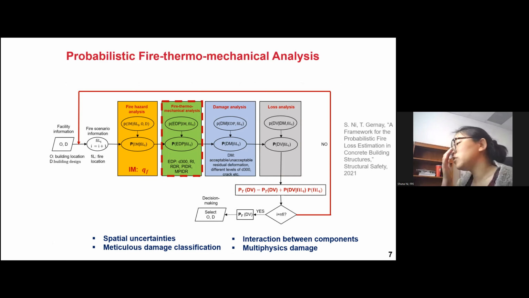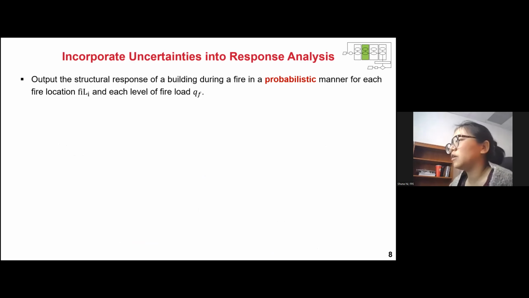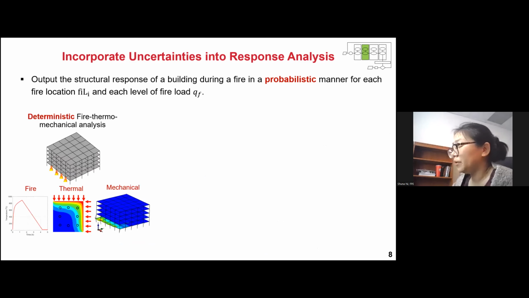In the fire thermomechanical analysis, we developed a lot of methodology to simulate the building's structural response under the fire. This is usually the majority part of structural engineering, analyzing how a building responds under the fire. In the traditional method, when analyzing a building's response under fire, we define the fire load, analyze how the fire develops, and then those fire loads are input to the heat transfer analysis to determine the temperature distribution in a structural component, and then we analyze the building's response under fire.